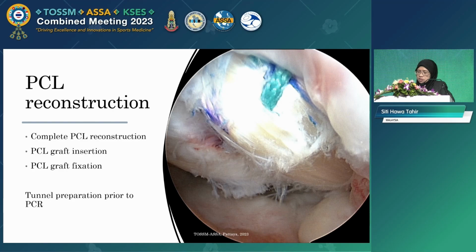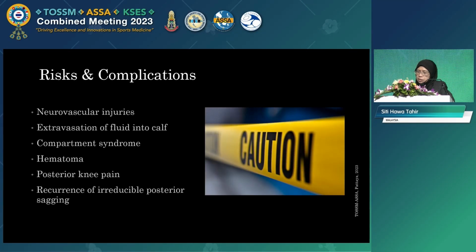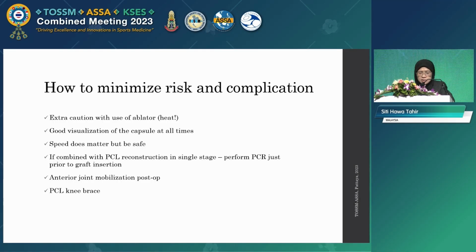However, one needs to know the disadvantages, among which are extravasation of fluid into the calf and compartment syndrome. Especially when dealing with a vascular injured limb, a two-stage procedure is highly recommended. Risks and complications include neurovascular injuries. Studies have shown that the neurovascular bundle is just behind there, merely 10 to 12 millimeters away from the posterior plateau. Extravasation of fluid can lead to compartment syndrome. You can have hematoma, and recurrence of irreducible posterior sagging as well. In the post-op period, rehab is very important, aiming at maintaining the medial step off. This includes physiotherapy as well as proper bracing.